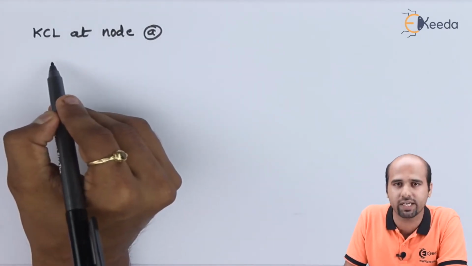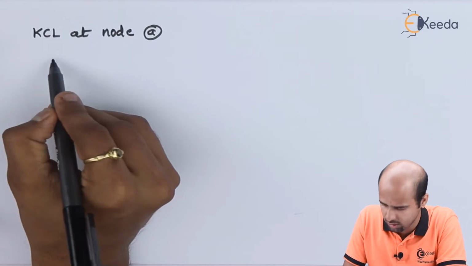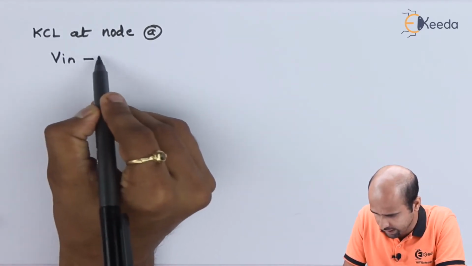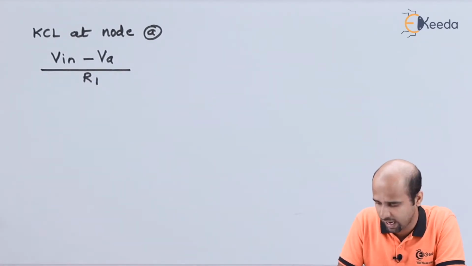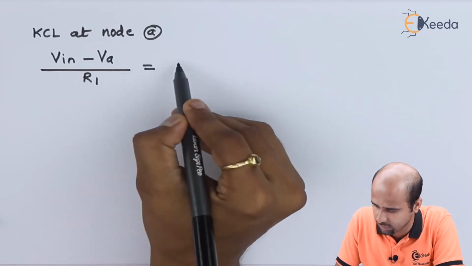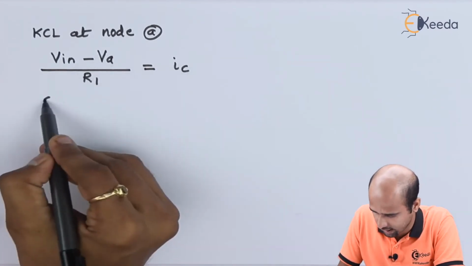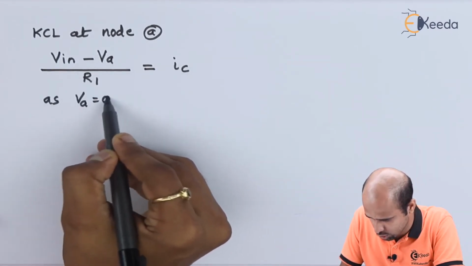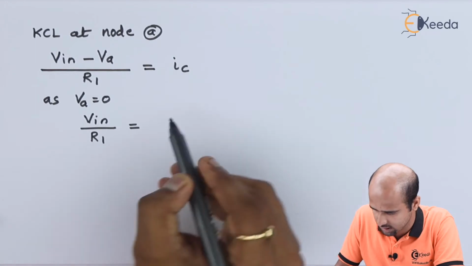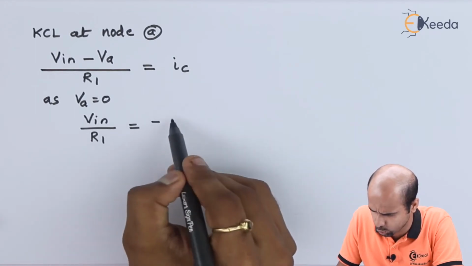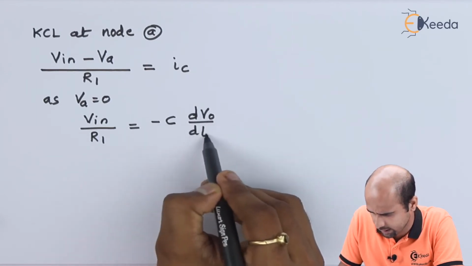First of all, we get the current flowing through the resistance R1, which is in the form of Vin. We get Vin minus VA divided by R1, which is the incoming current, and the other, outgoing current is nothing but the current IC. We just equate these, and as I know that VA is equal to 0, we say that simply Vin divided by R1 is equal to minus C into the derivative of VO divided by dt.